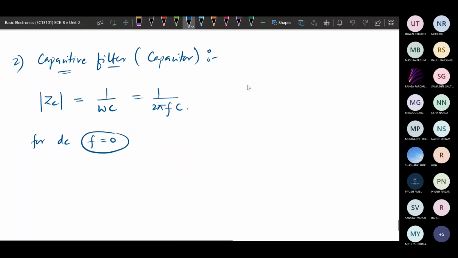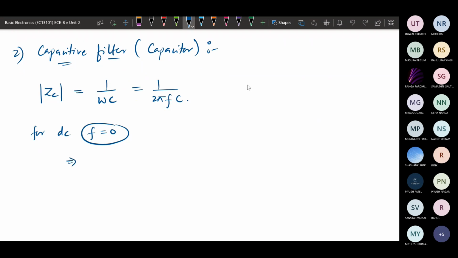So if we put this value, ZC will be infinite for DC. If the resistance offered is infinite, it will be like an open circuit. So if a capacitor is there and we are passing DC, it will be an open circuit. So the capacitance will be open circuited.